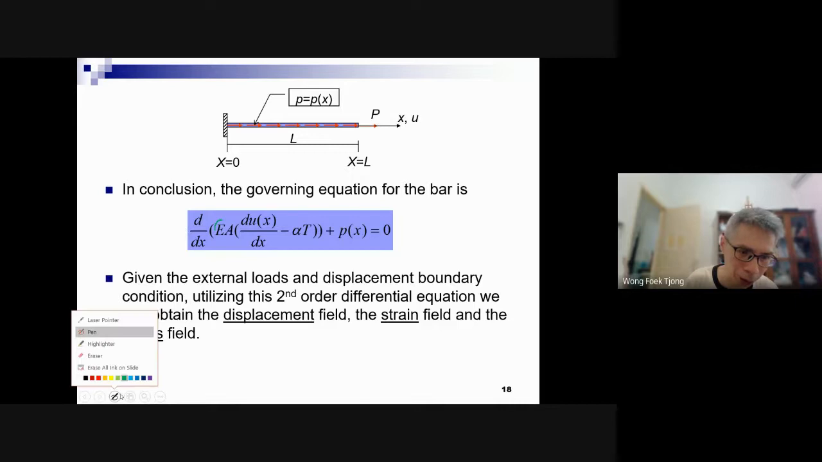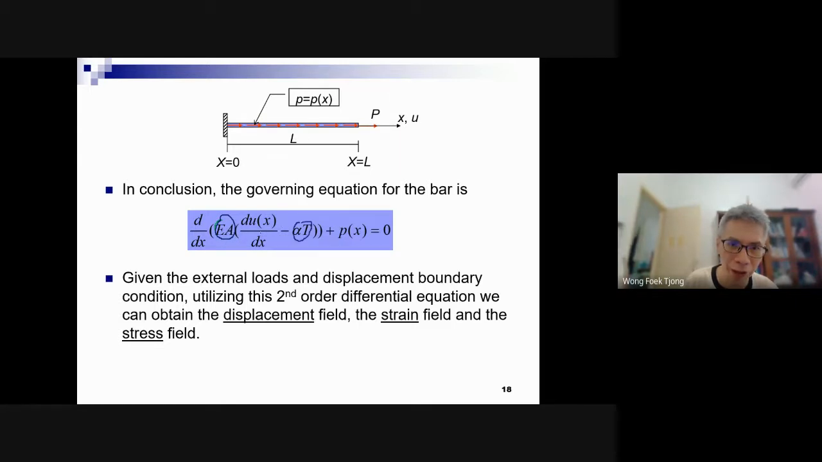Maybe use dark blue. This is given, right? We know this is a function or a number, depending on the problem. In general, it can be a function of x. But what is unknown? The only unknown is what? Can you give me the answer? Displacement. Come on, are you sleeping?